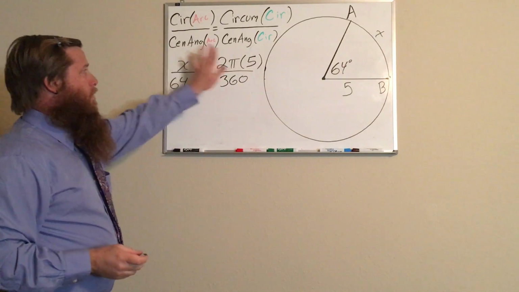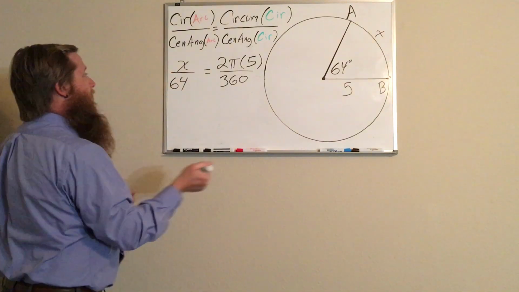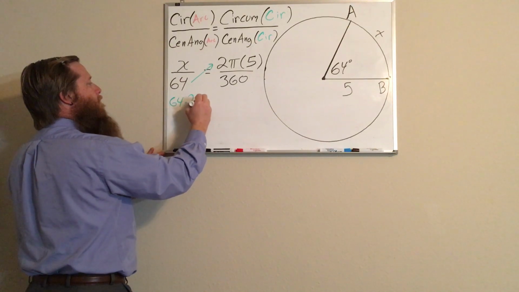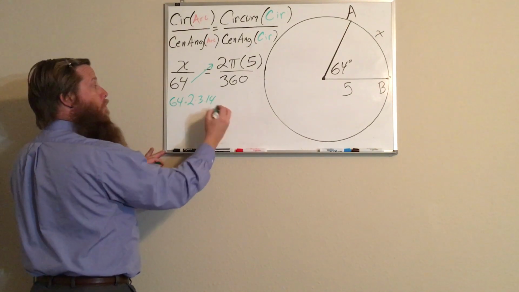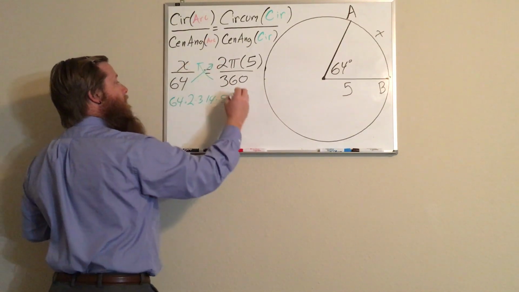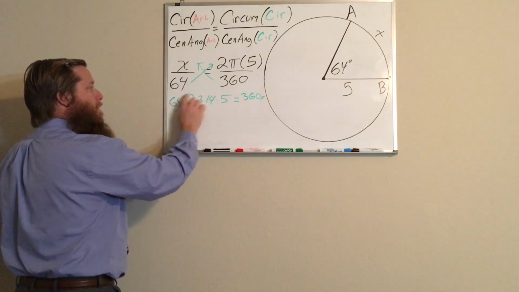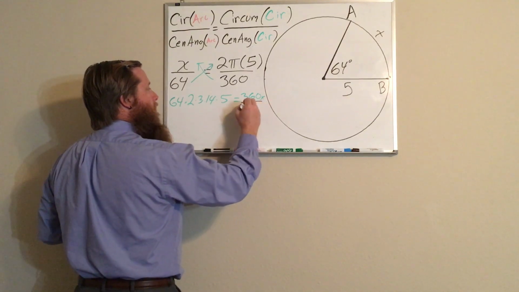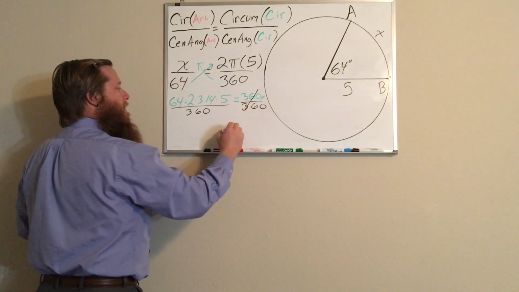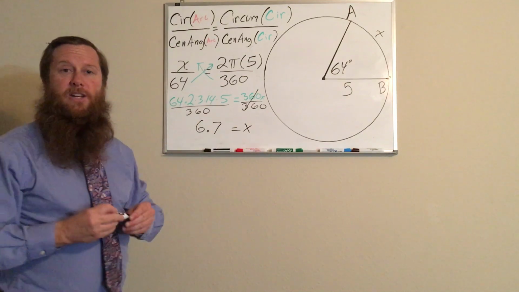So now we've got this equation with one variable in it, so you can solve the whole thing by cross multiplying. So we multiply 64 times 2 times 3.14 times 5, and this is equal to 360 times x. Now this is some big number that your calculator will do. Then you divide both sides by 360. And this gives you a value of 6.7 when rounded to the nearest tenth.